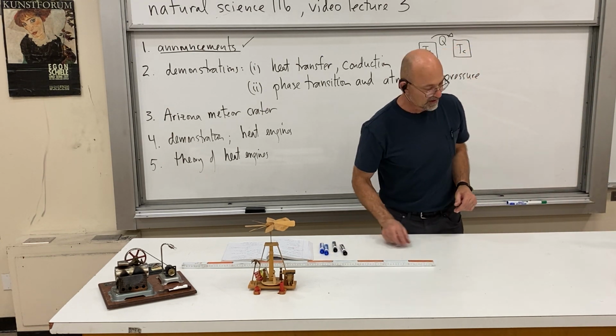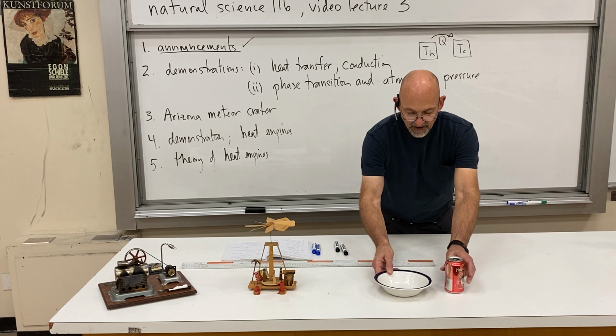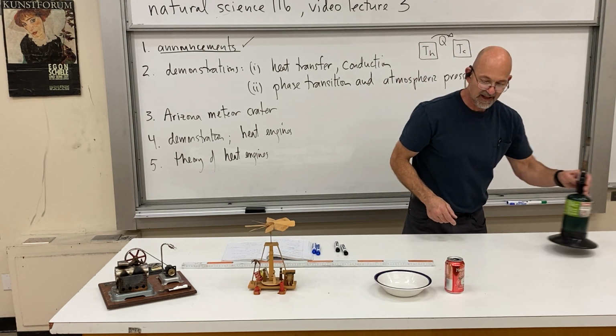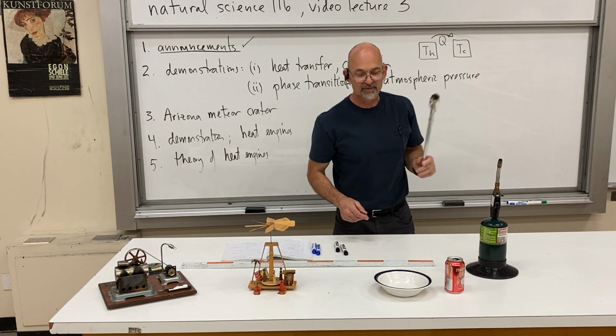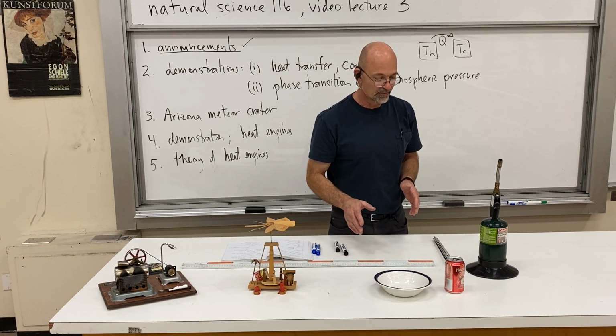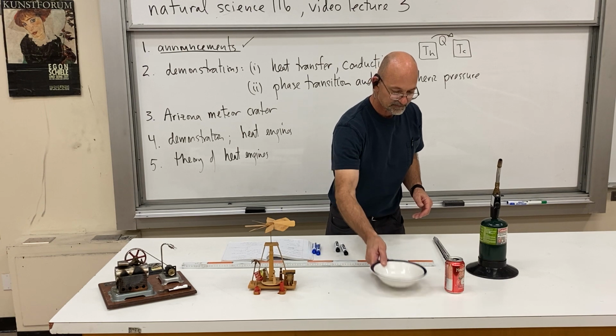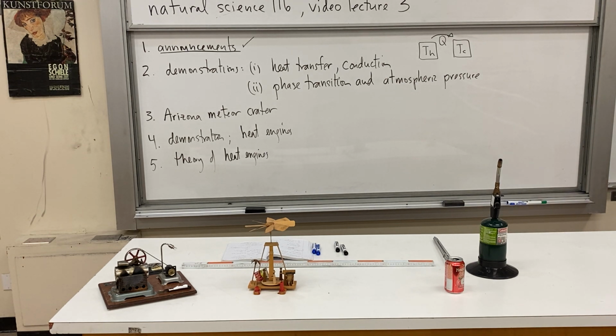Now my next demonstration is going to involve a soda can and a dish of water and a torch. Even though you don't have the torch and some tongs at home, if you have a gas burner, you'll be fine. On a gas burner on your stove, you can do this demonstration as well. So what I'm going to do is put about half an inch of water in the dish here. Half an inch of water, and you want more like an inch.